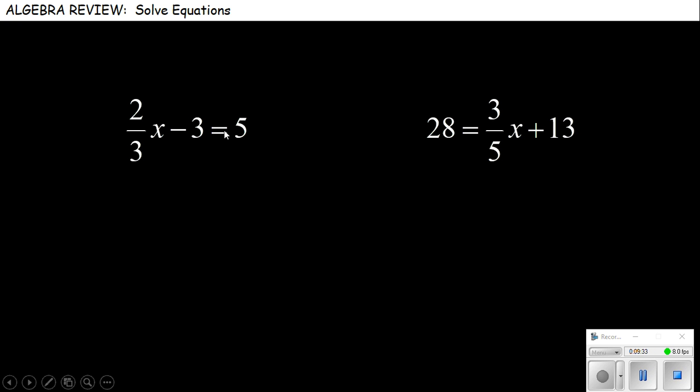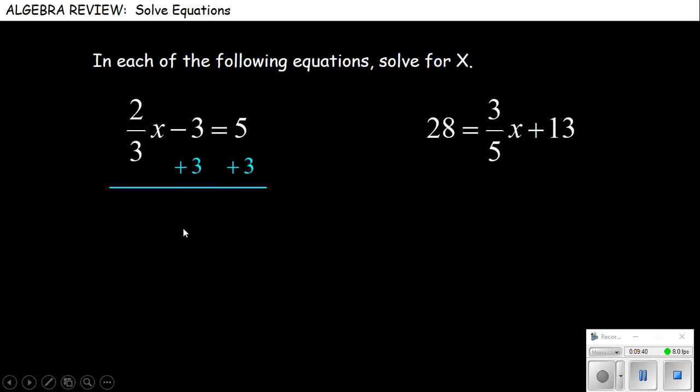But if this was just 2x minus 3 equals 5, you'd have no problem solving that. The first step would be to add 3 to both sides. In this case, it's still the same first step. We're going to add 3 to both sides. If we do that, we're now going to have 2/3 x is equal to 8.